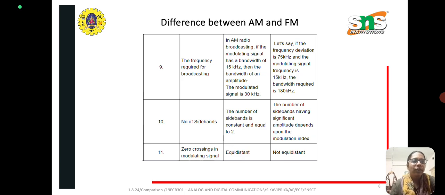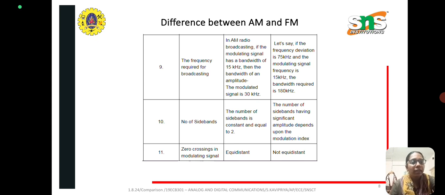And next is the frequency required for broadcasting. In AM radio broadcasting, the modulating signal has a bandwidth of 15 kHz and the bandwidth of the amplitude modulated signal is 30 kHz. If the frequency deviation in case of FM is 75 kHz and the modulating signal frequency is 15 kHz, then the bandwidth requirement is 180 kHz. The number of sidebands in case of AM is 2, whereas in case of FM, the number of sidebands having significant amplitude depends upon the modulation index.